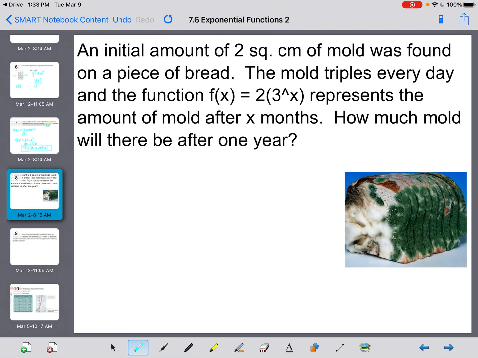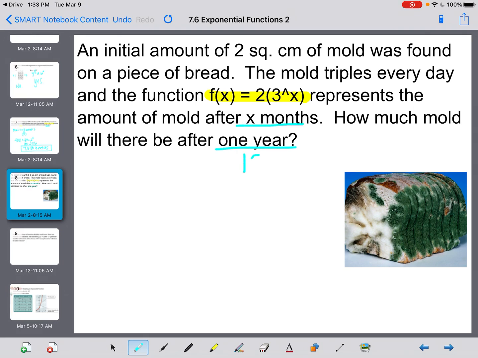Gross. An initial amount of 2 square centimeters of mold was found on a piece of bread. The mold triples every day, giving us the function f of x is equal to 2 times 3 to the x power, to represent the amount of mold after x months. How much mold will there be after 1 year?